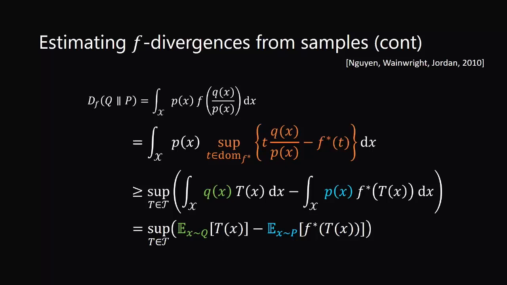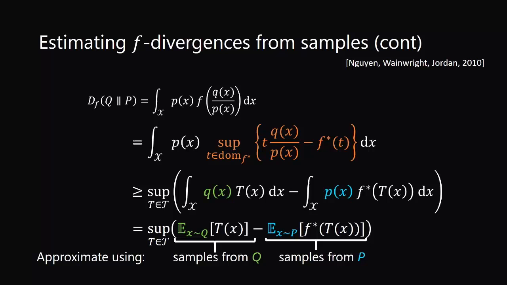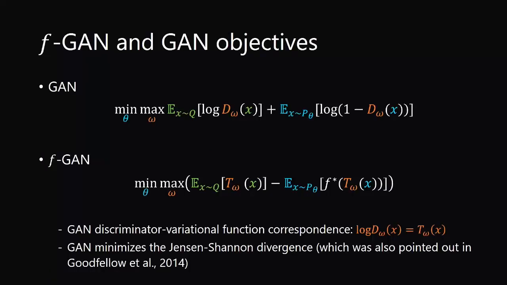It's a supremum over the difference of two expectations. Because we now have expectations, we can use a sample-based approximation, which is possible now, and we couldn't use this before in the original definition of the f-divergence. If you compare that now to the original GAN objective, we have a more general objective function which exactly recovers GAN as a special case.